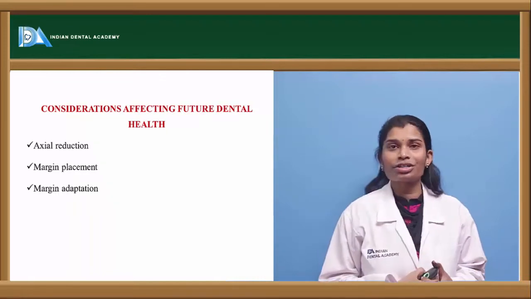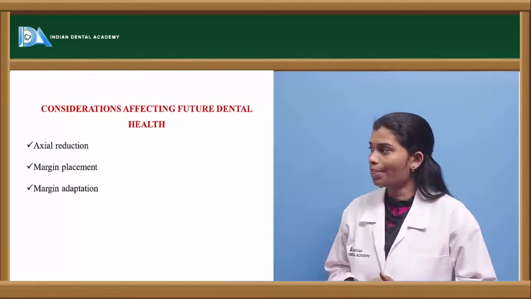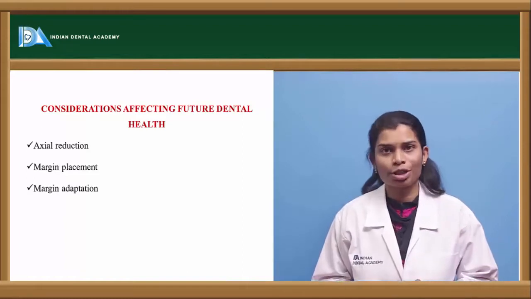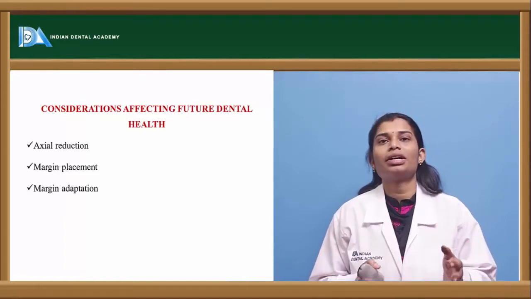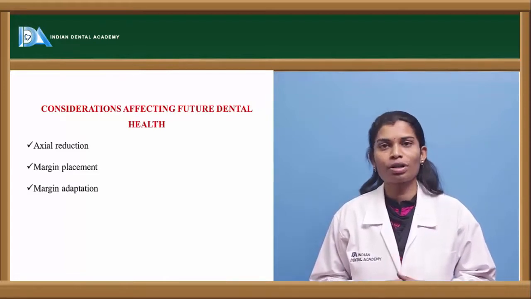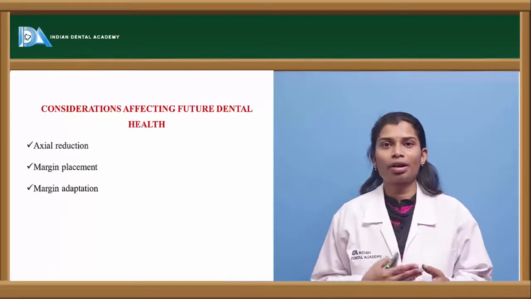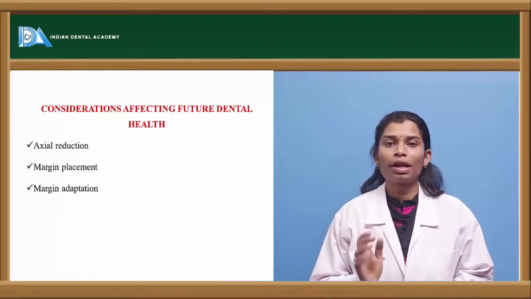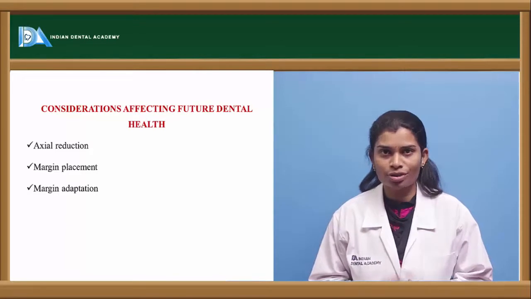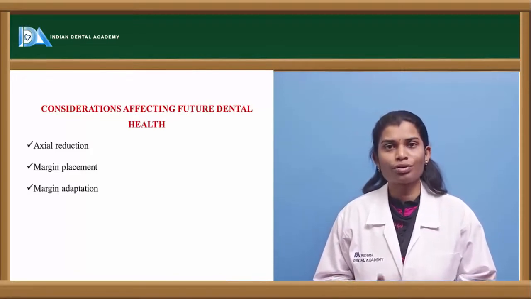Coming to the considerations affecting future dental health, these include your axial reduction, the margin placement and margin adaptation. Axial reduction is to be taken care of during the stages of preparation, and also the margin location. Margin adaptation is taken care of during the lab procedures, during fabrication of the restorations, and also during cementation. So all these factors affect your future pulpal health.